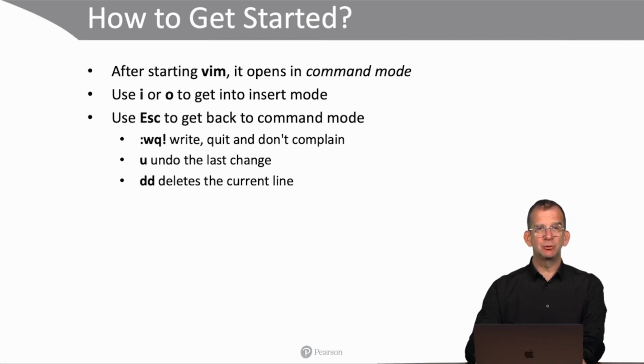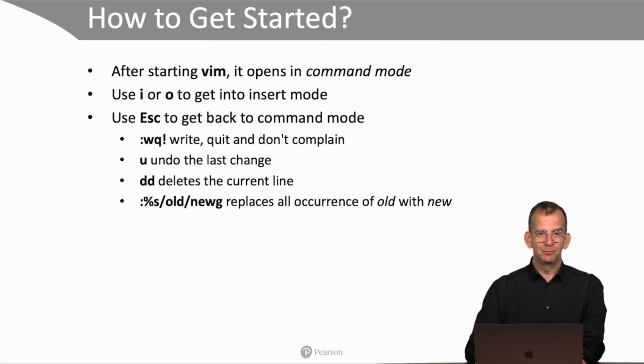dd is convenient as well, deletes the current line. Working with lines is very common on Linux, and most of the things that you will do in Linux are line oriented, so it's good to know how you can delete a line. And then we have a somewhat more complex command, :%s/old/new/g. That will replace all occurrences of old with new. That's command substitution, and that's actually very convenient. Alright, these are the minimal commands to get you started with Vi.